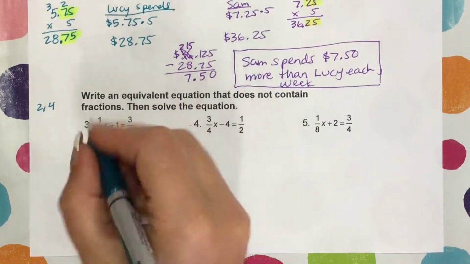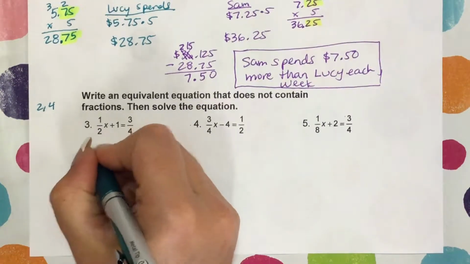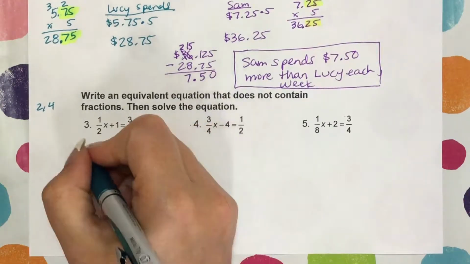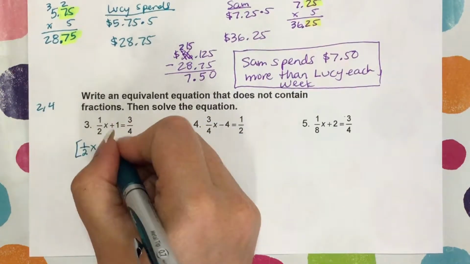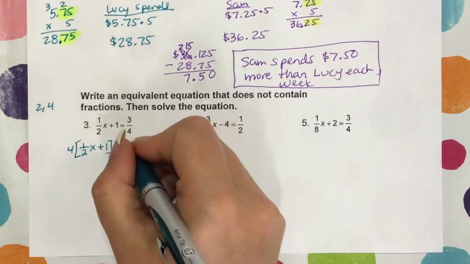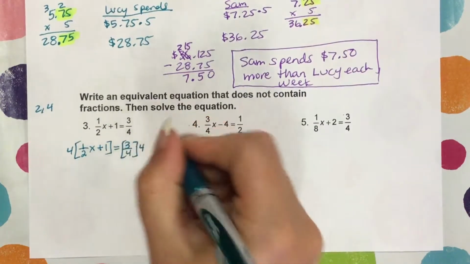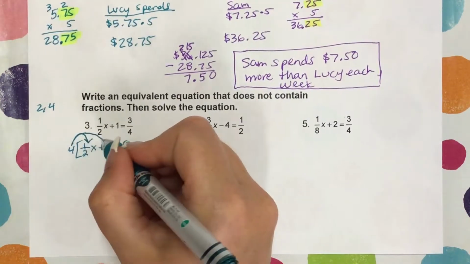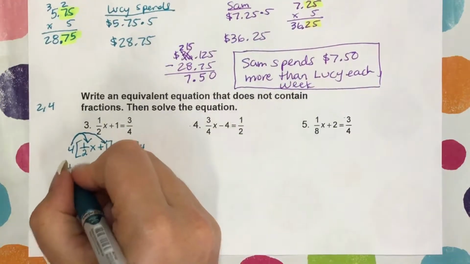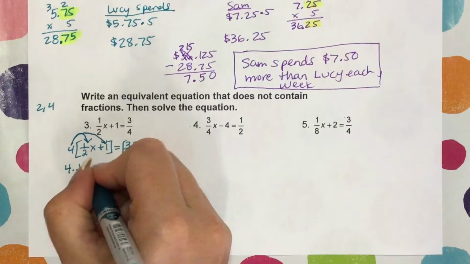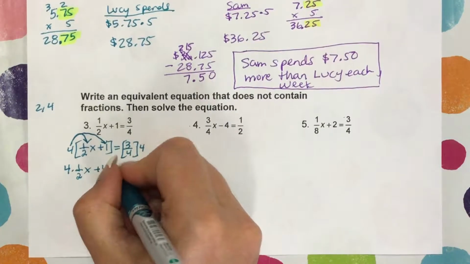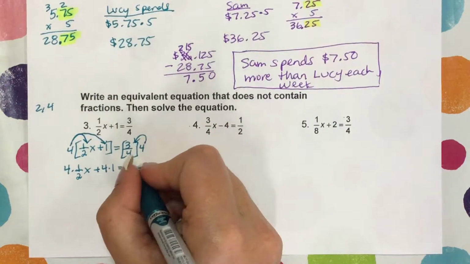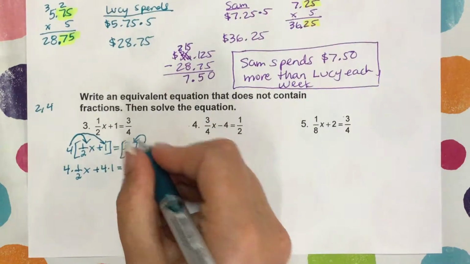So we're going to multiply both sides of the equation by 4. We're going to multiply this side of the equation by 4 and this side of the equation by 4. So it's going to be 4 times 1/2 x and then 4 times 1. So 4 times 1/2 x plus 4 times 1. And then we're going to do the same thing on the other side of the equation. 3/4 times 4.